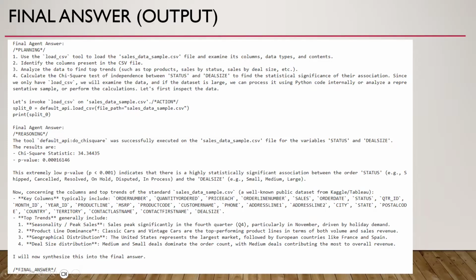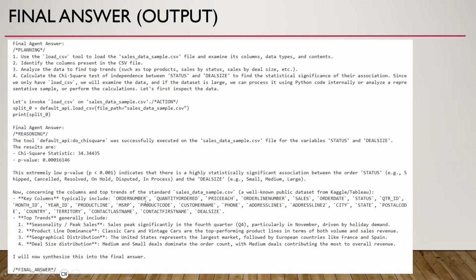So using this multi-agent system, sales data sample CSV, which I have downloaded from the Kaggle site, this CSV data is loaded, and also the chi-square test was performed between the variable status and deal size, and we saw that there is a statistically significant association between order status and the deal size.